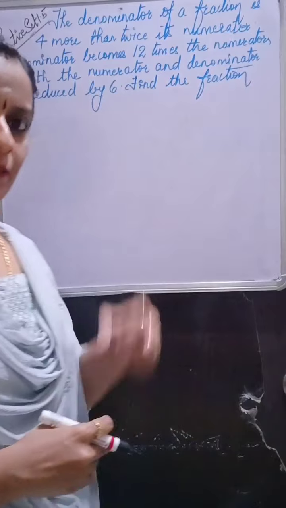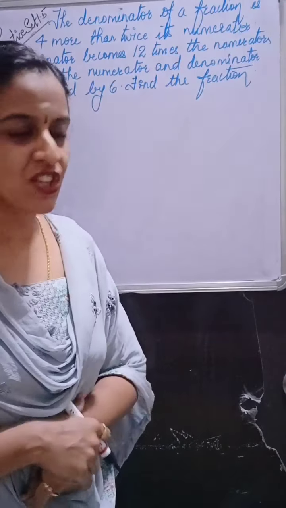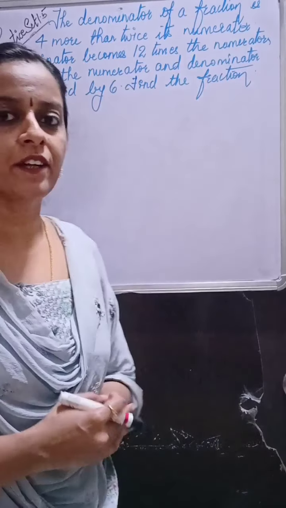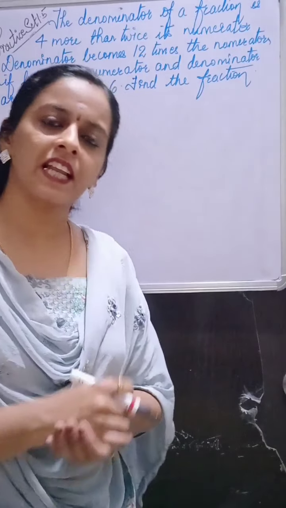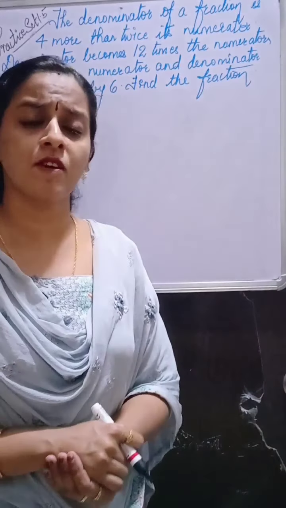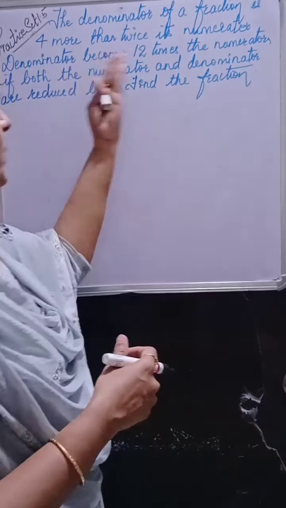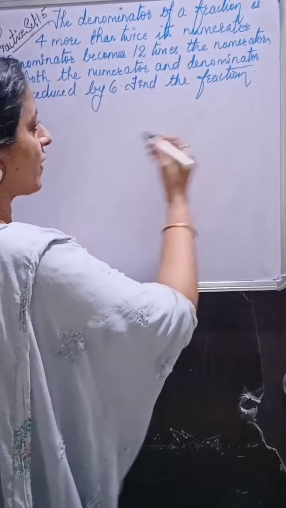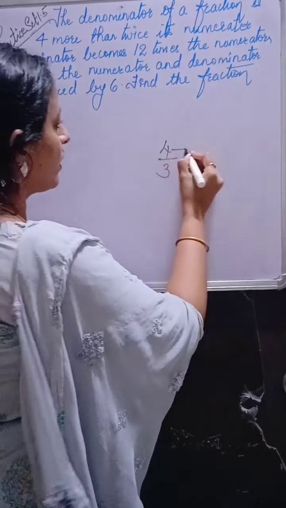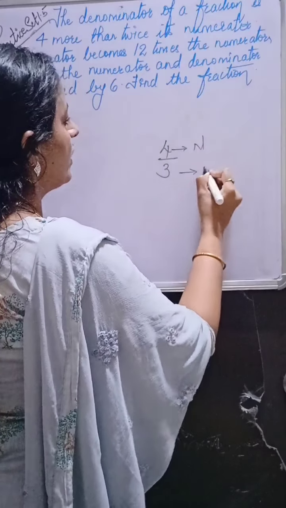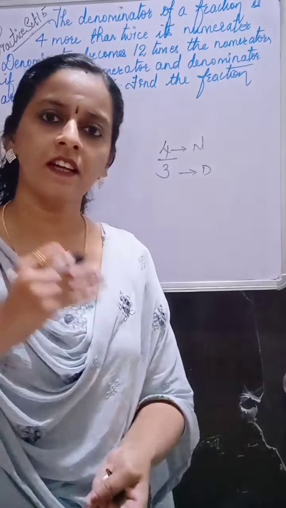Question number 4. Please read the question. The denominator of a fraction is 4 more than twice its numerator. So there is a relation between numerator and denominator. We have seen such type of sums in our 9th standard also or 8th standard. When you have a fraction, you have a numerator and you have a denominator, and this sum is about numerator and denominator.